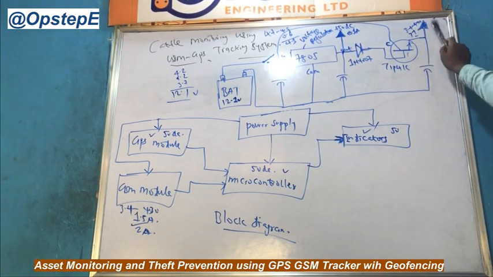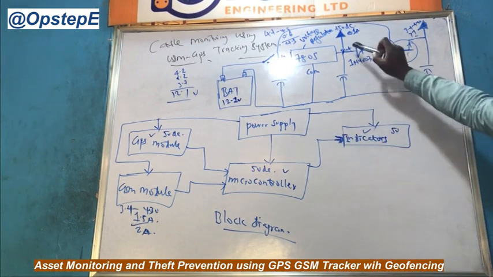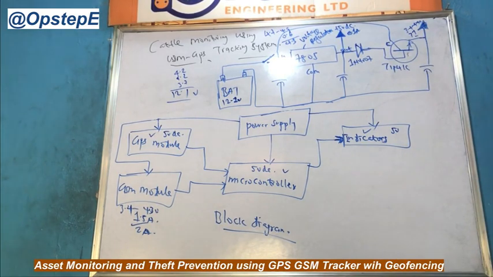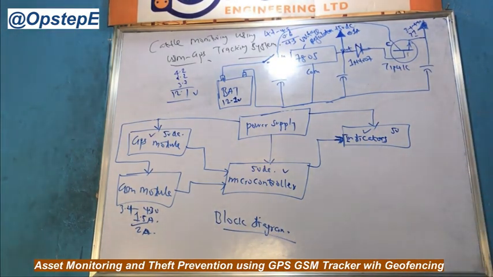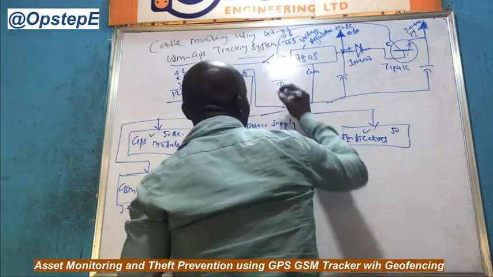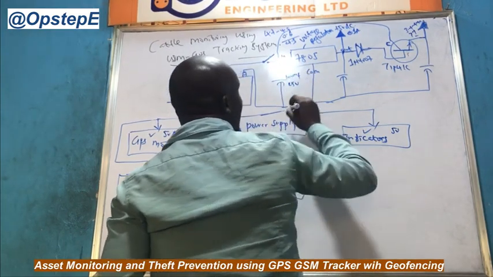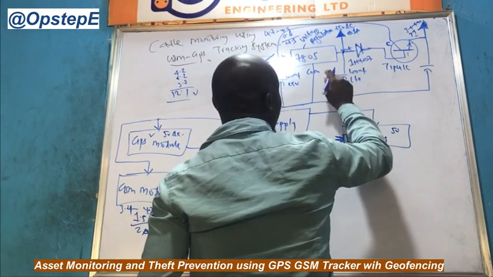So the GSM module gets its own power from here, while every other module gets the power supply from the fiber that's available here. I think we should stop here. The capacitor that is here is your 1000 microfarad 25 volts, and this one is your 100 microfarad 16 volts.